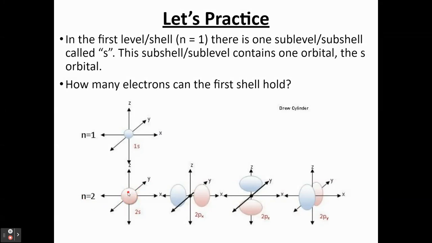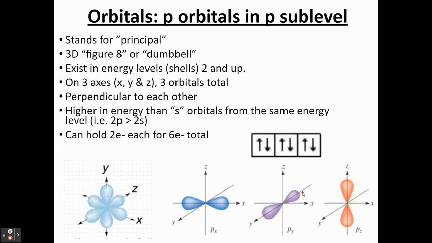But notice what else there is. In the second shell, we now have access to P sublevels with the 3 P orbitals in there. So the P sublevel starts at shell 2 and keeps going: shell 2, 3, 4, 5, 6, 7, so on and so forth. But it doesn't exist at shell 1. And like I said, there's 3 orientations for P. These are the 3 orientations.